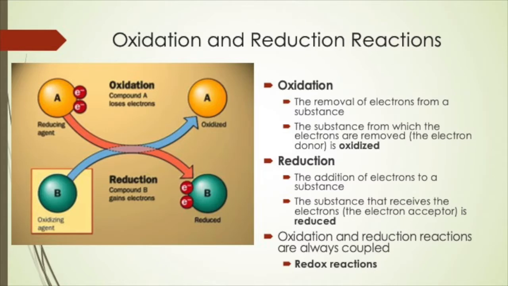So the two reactions that are taking place here are oxidation and reduction reactions, right? In oxidation, we have the removal of electrons from a substance. Whenever you remove electrons, that substance is oxidized. Whenever you add electrons to a substance, that's reduced. And it's a little counterintuitive. Whenever you add something, you reduce it, and it's not what you'd think, right?